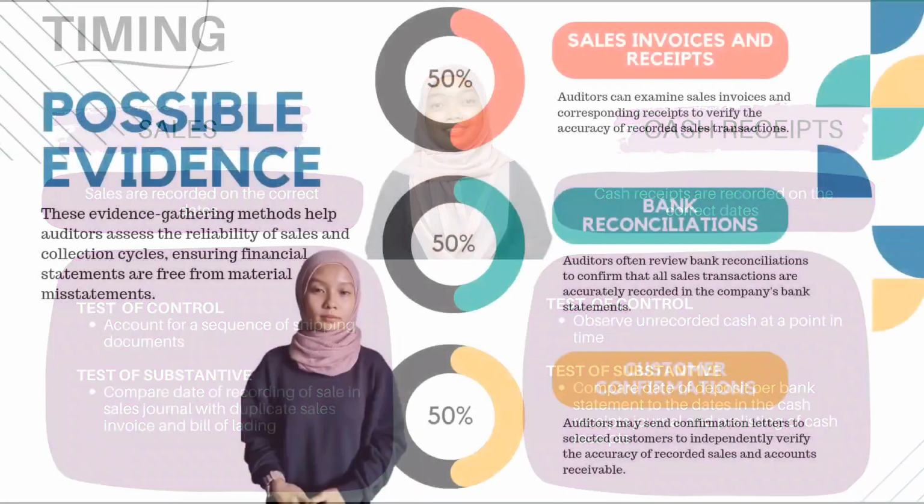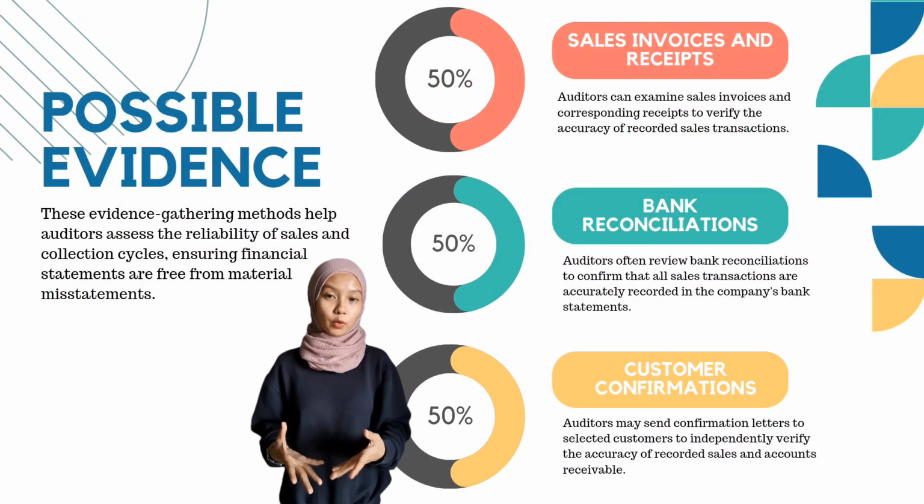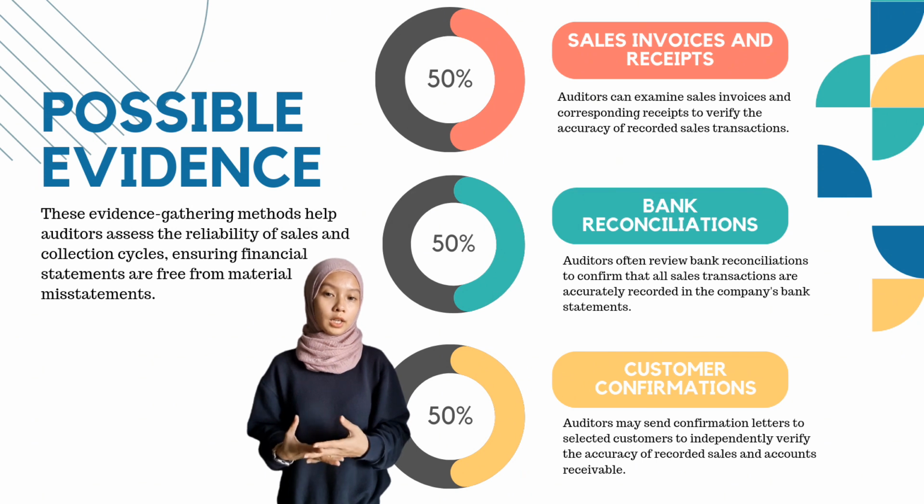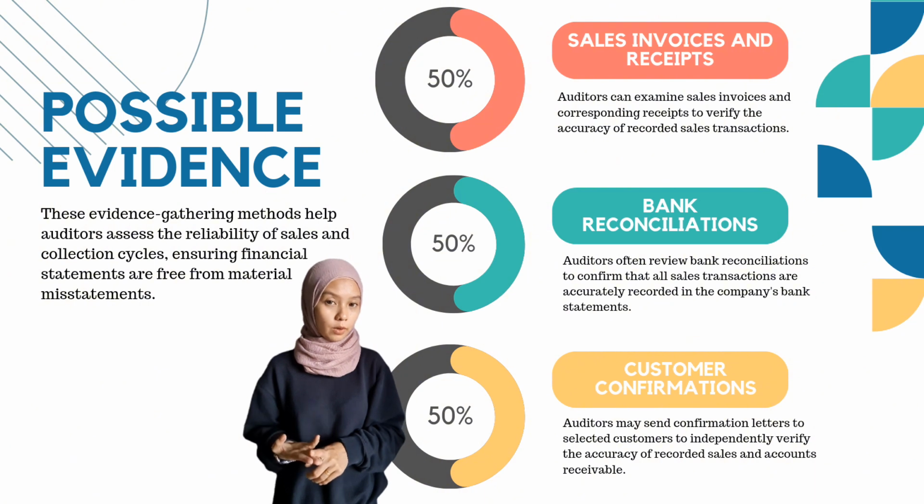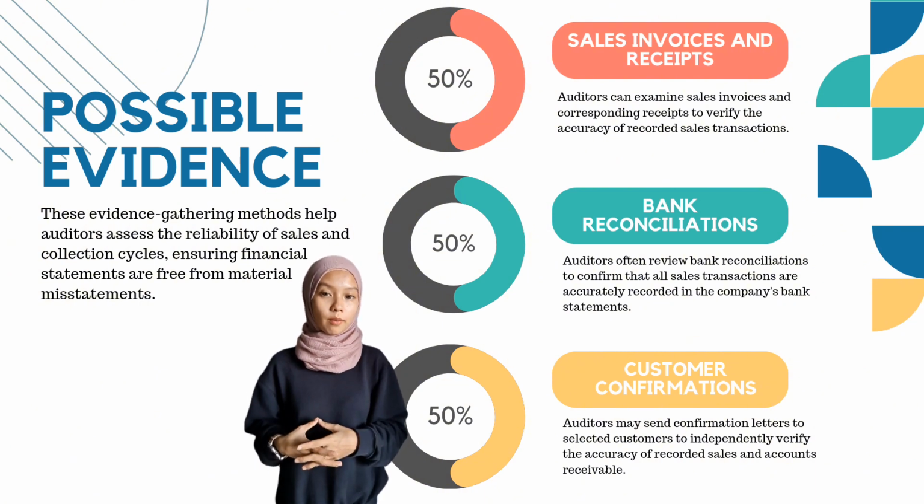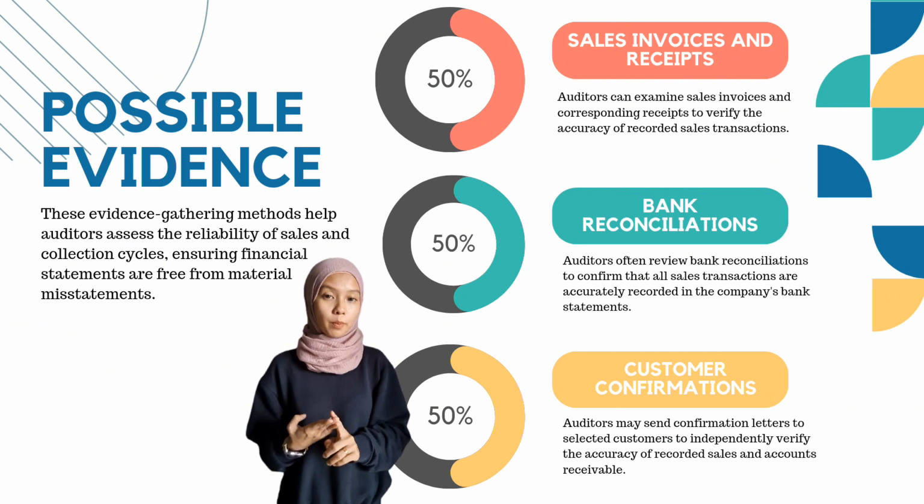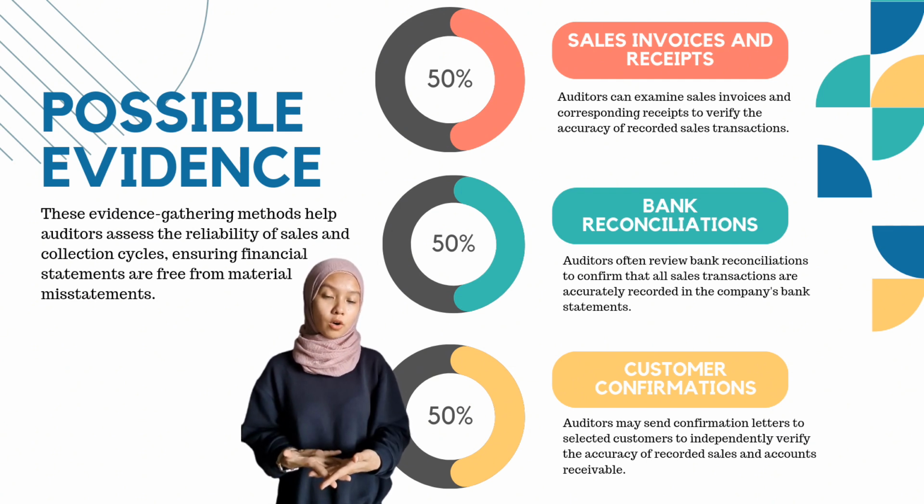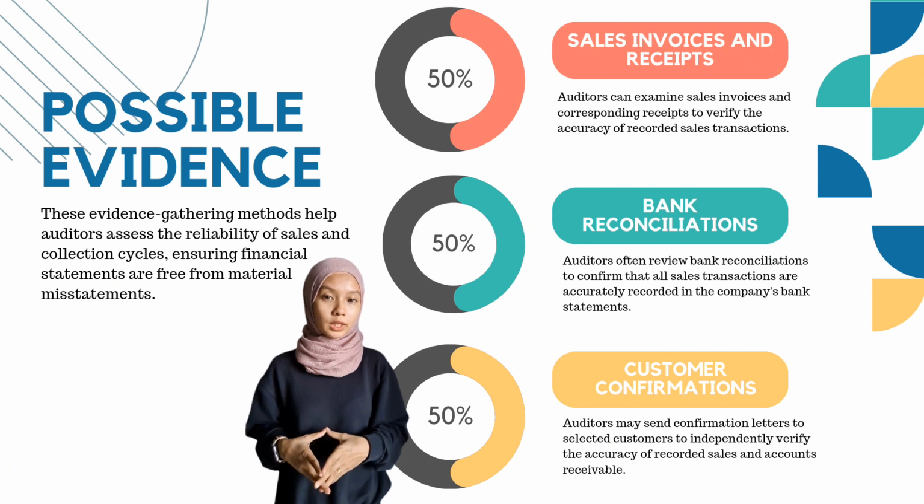Auditor should have sufficient appropriate evidence to determine whether the accounts in the revenue process, such as sales revenue, sales returns, and allowances, are presented on the financial statements in accordance with the applicable financial reporting framework. There are three possible evidences. The first one is the sales invoice and receipt. Auditor can examine sales invoice and corresponding receipt to verify the accuracy of recorded sales transactions. This helps ensure that sales are properly documented and the amounts recorded match the actual amounts received.